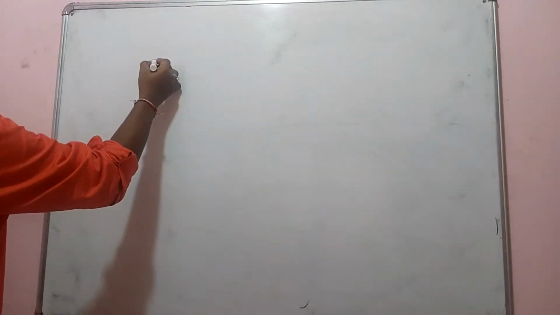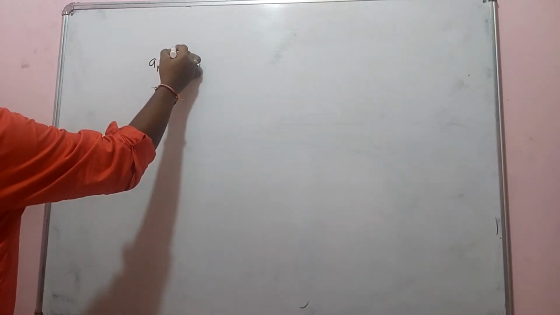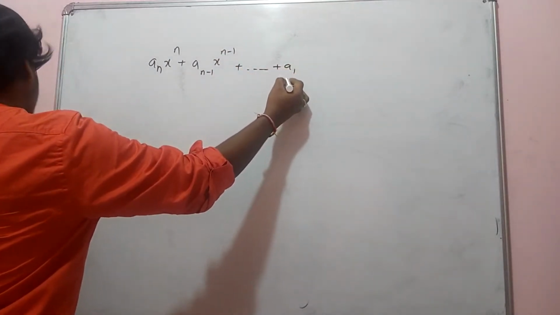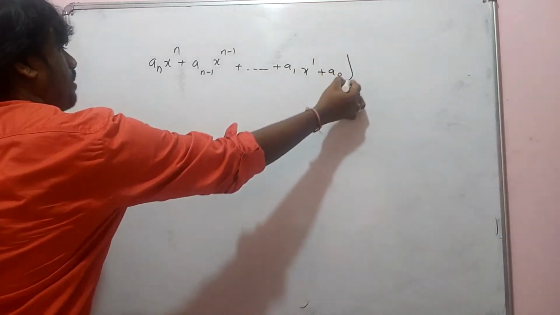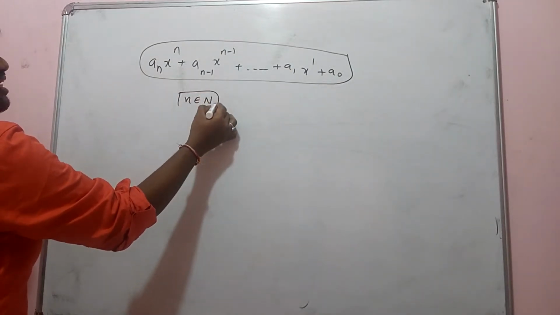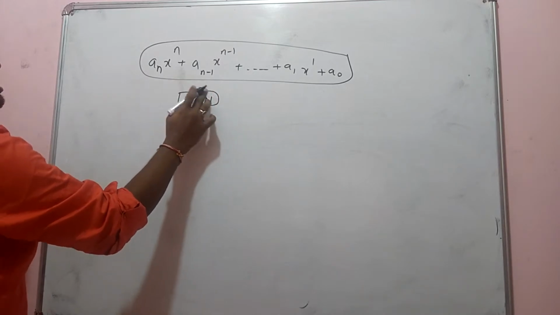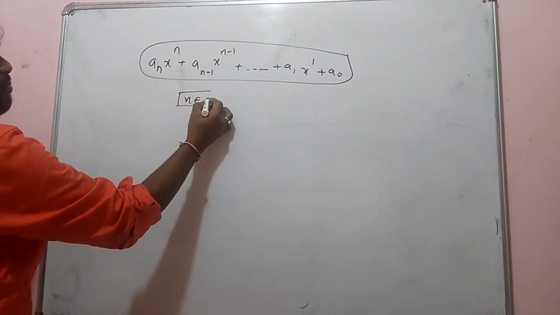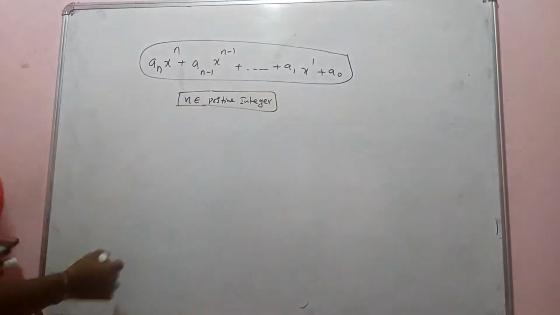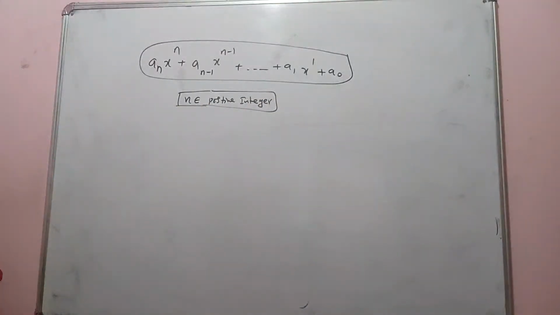What is the meaning of that? I'll explain. Generally polynomials are in this shape: a_n x^n plus a_(n-1) x^(n-1) plus so on plus a_1 x^1 plus a_0. We can say it is a polynomial expression when n belongs to the natural numbers. n should be a positive integer, then only it is a polynomial. It must be a positive integer, same as it is in here.